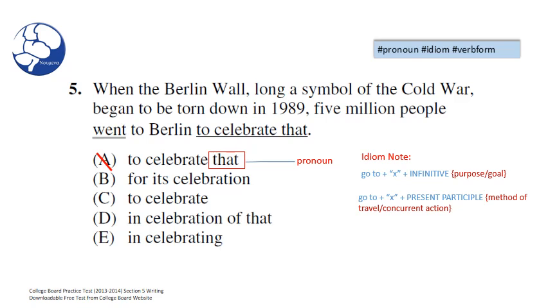What about the next choice? What about B? For its celebration? What is its? We have no idea. Scanning through the question, I can't find a noun where its was referring to. So again, we may have a pronoun antecedent error.